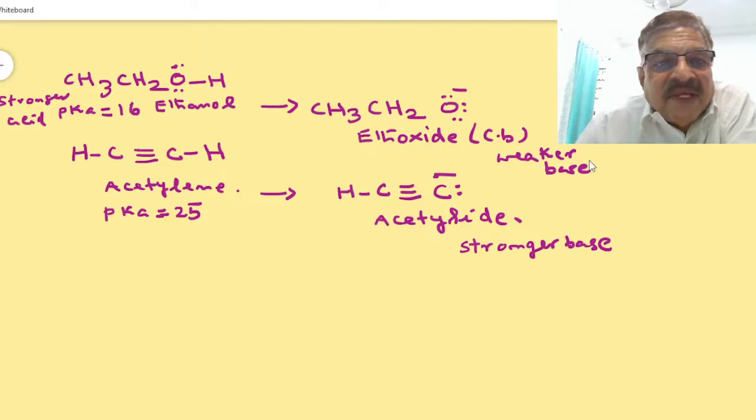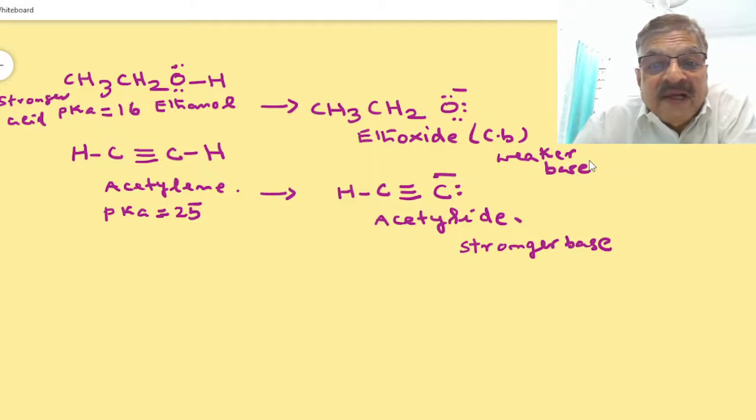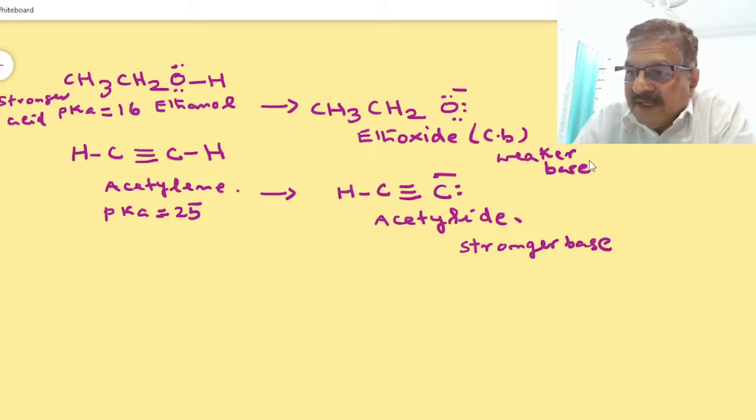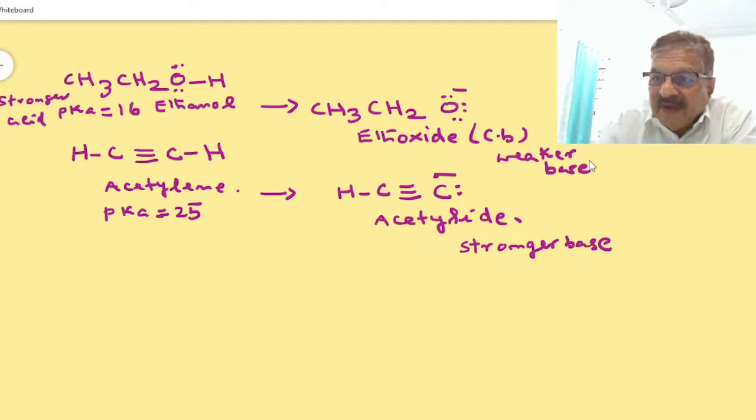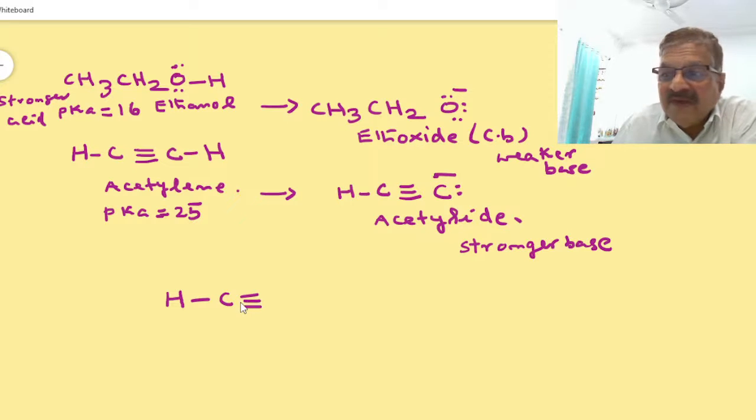So now we have the system here. Now we will have to see proton transfer reactions, how the protons are getting transferred. Two types of reactions we can see here: ethanol reacting with acetylide, where ethanol is an acid and acetylide is a base, or acetylene reacting with ethoxide. In an acid-base reaction, we can see which direction it proceeds, whether this base is strong enough to deprotonate, that is, to remove the proton from the acid.